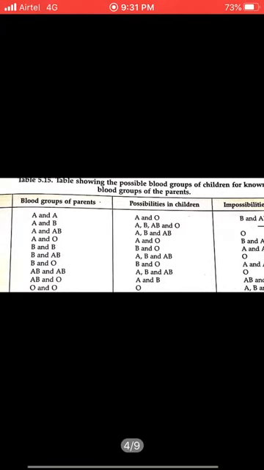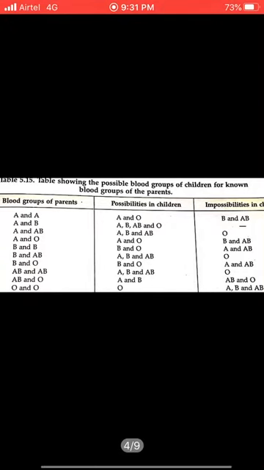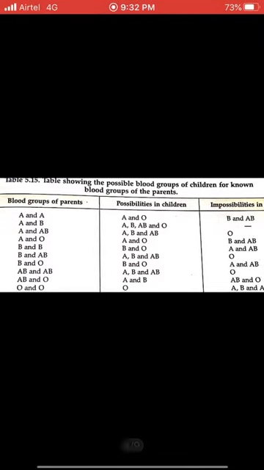In the second case, you see parents are having blood groups A and B. Both are dominant antigens. So the blood group can be A, B, AB, and also O. But the impossibilities are none. All groups are being included. So this is how the blood groups of the parents decide the blood group of a child. I think you might have understood this.